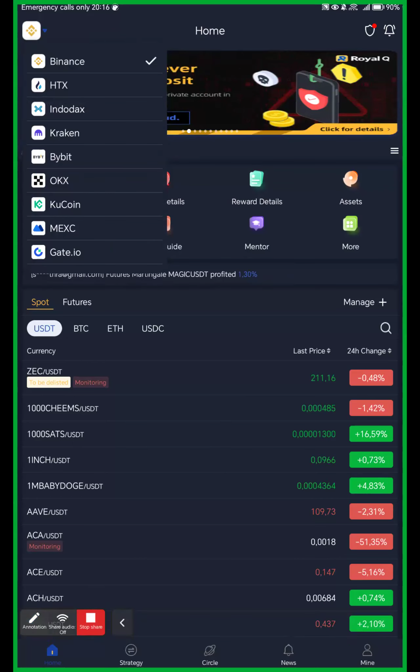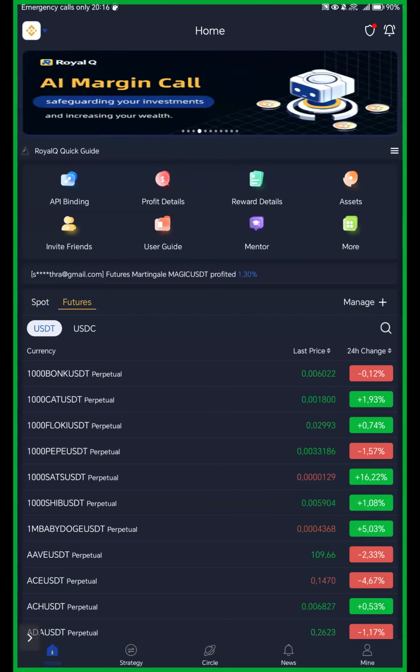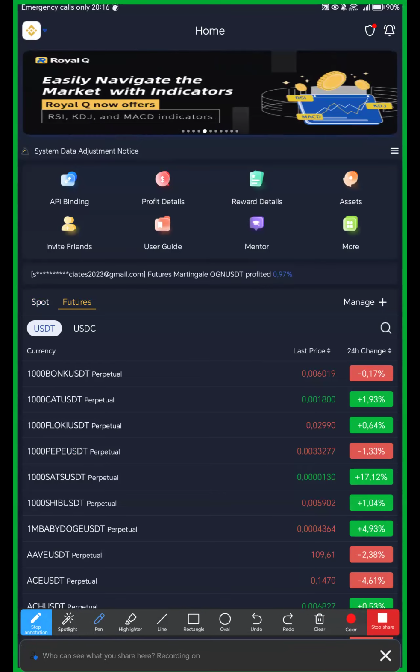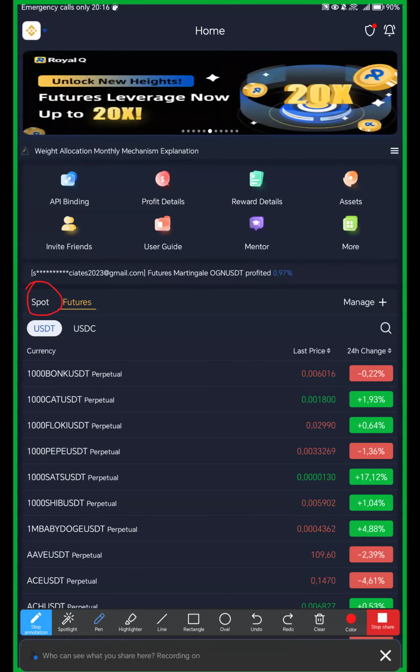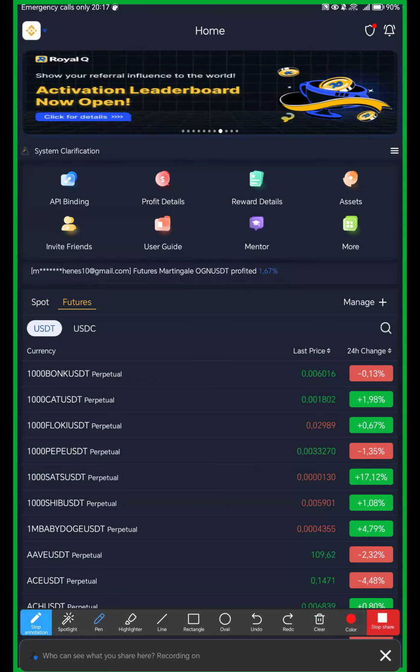So when you tap on the futures section, you will see a display of futures coins. Okay, because not all the coins that are under spot are available on the futures section. If you go through, you will see that some of the coins that are traded on spot are not available under the futures market.